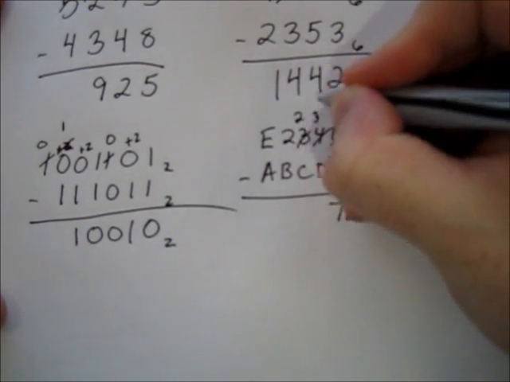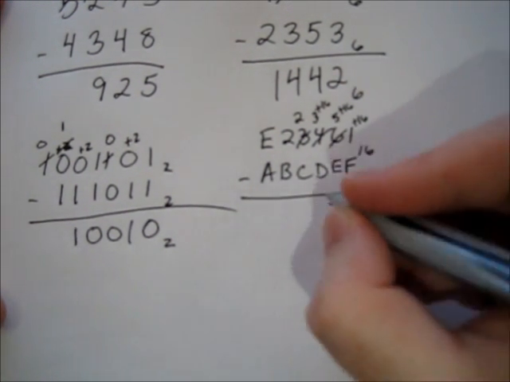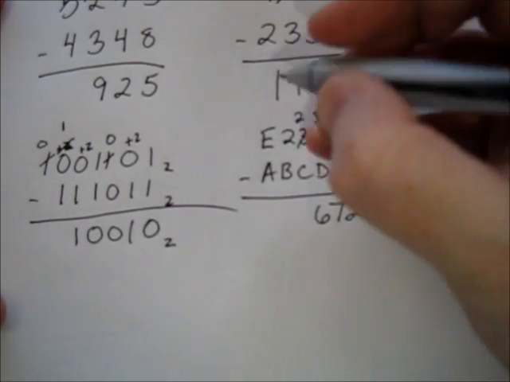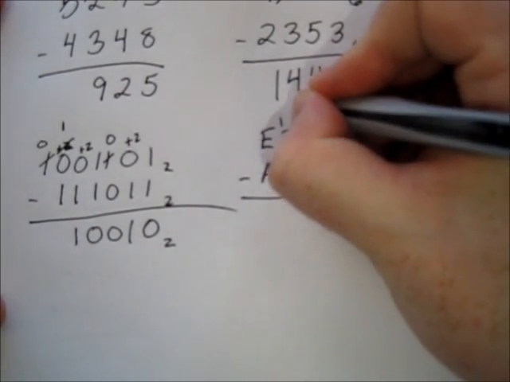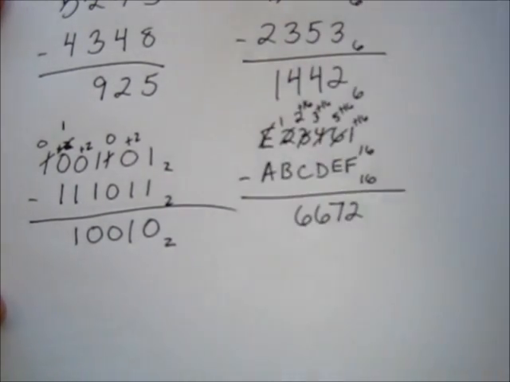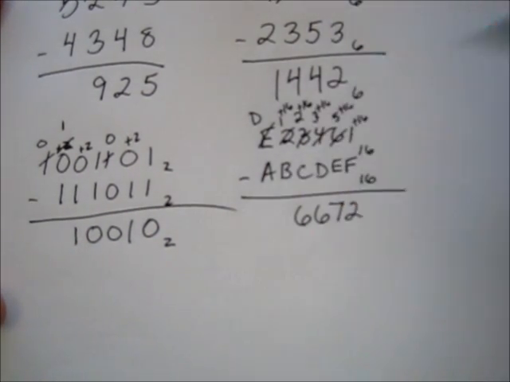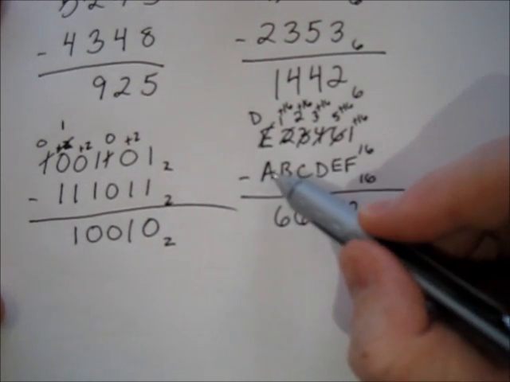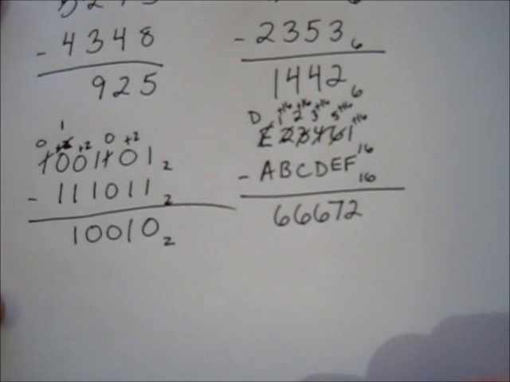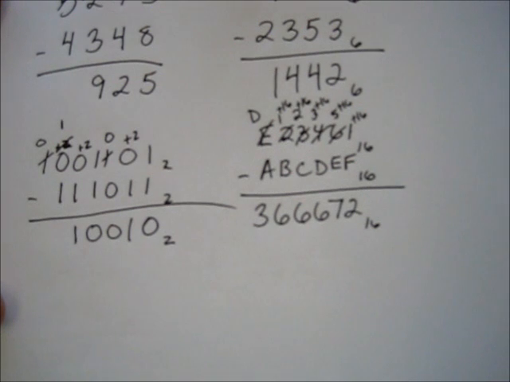Can't subtract, so I borrow, this becomes a 2, add my 16, so I've got 19, take away 13, which is 6. Still can't subtract, so I borrow, this becomes a 1, I'm borrowing 16, so 2 plus 16 is 18, take away 12, 6. Can't subtract, so I borrow, the E becomes a D, and I borrow my 16, 17, take away 11, 6. And lastly, we have D take away A. D represents 13, take away 10, 3. So 3, 6, 6, 6, 7, 2, base 16.